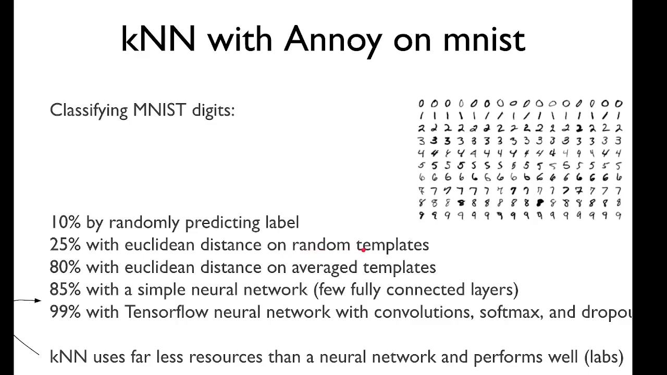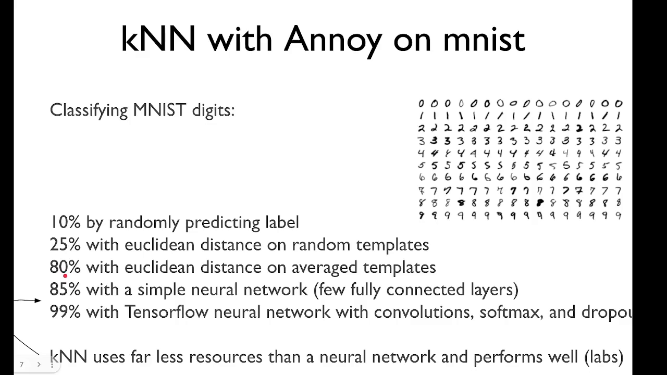That is, for the 0 we got a template, for the 1 we got a template, 2 and so on. So we had 10 templates. So that meant we only did 10 comparisons for our query image and picked the template that has the best Euclidean distance. And that gave us 25%.